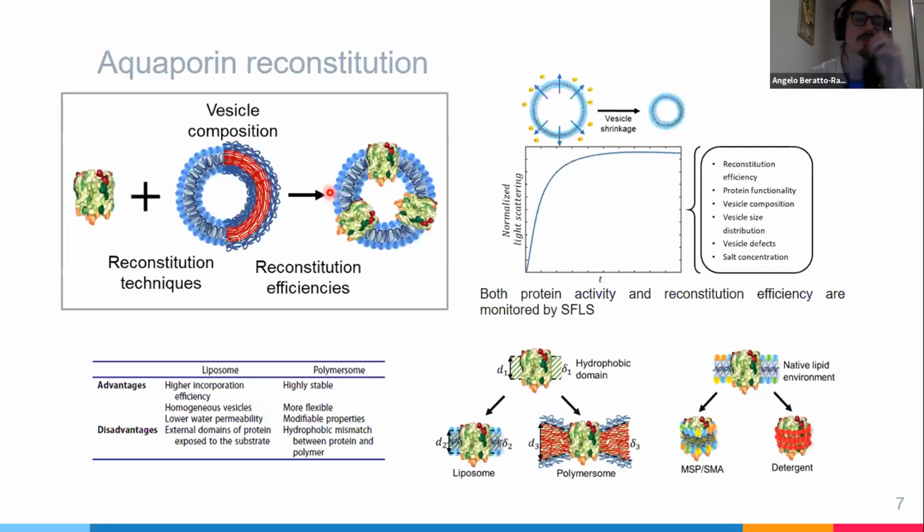The aquaporin reconstitution process includes the strategies we need to use to stabilize this protein in a reconstitution matrix to form the biomimetic layer of the membrane. This matrix is usually a vesicle composed of lipids or ABA triblock copolymers. In general, liposomes show a higher incorporation efficiency because lipids have more affinity with the proteins. They tend to form more homogeneous vesicles and form a more selective barrier.